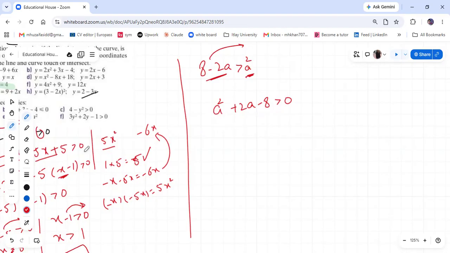Why is this not reduced? Look at it here. Our a is positive, so this is greater than 0. If this one is negative, then this whole expression will be less than 0. Okay, got it?